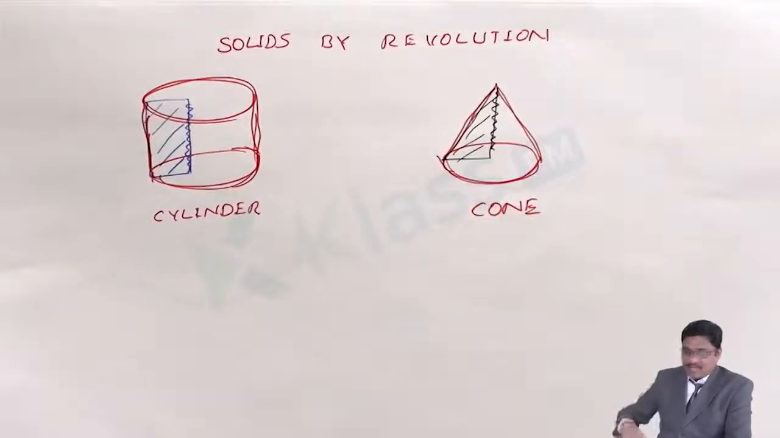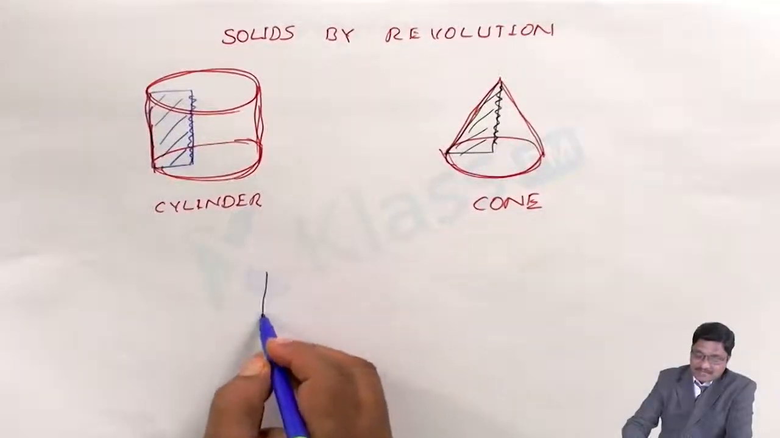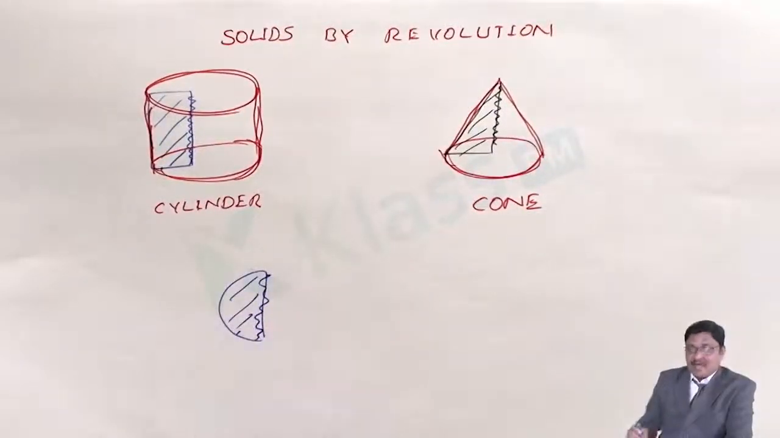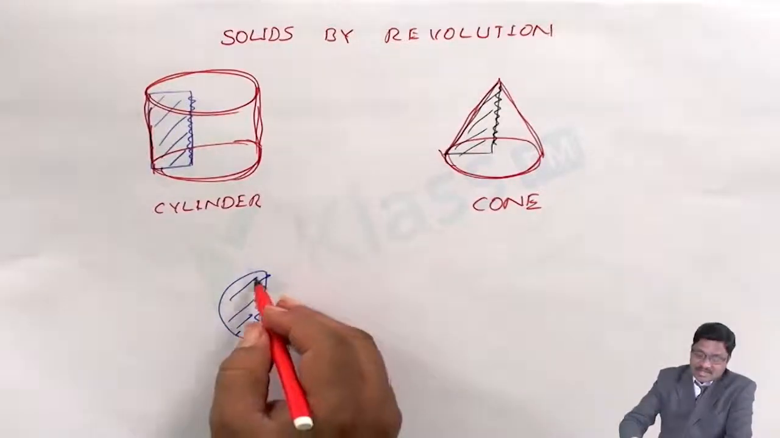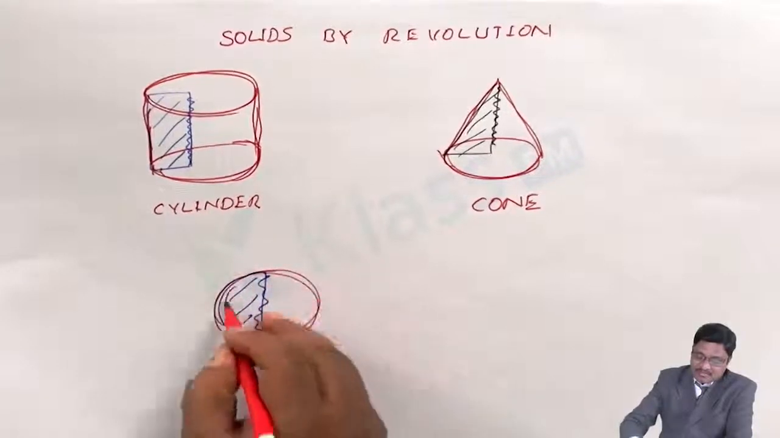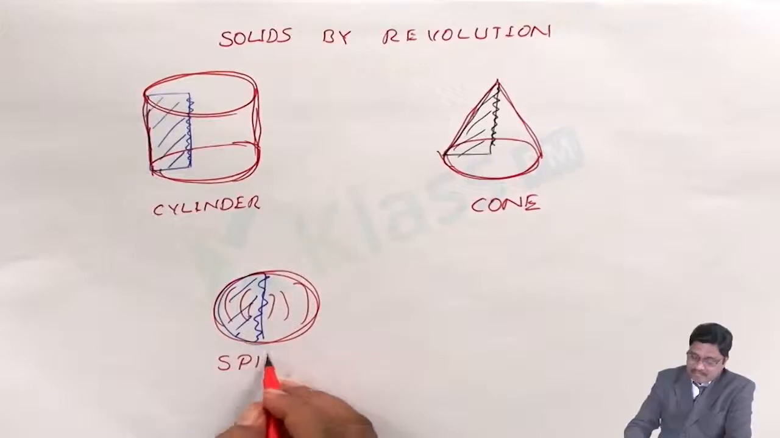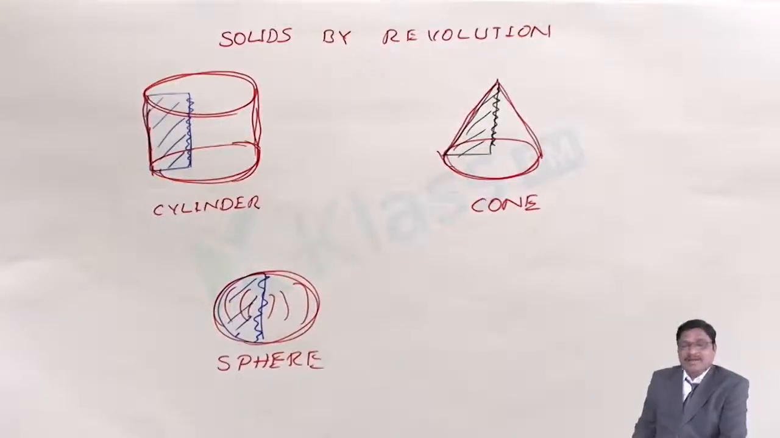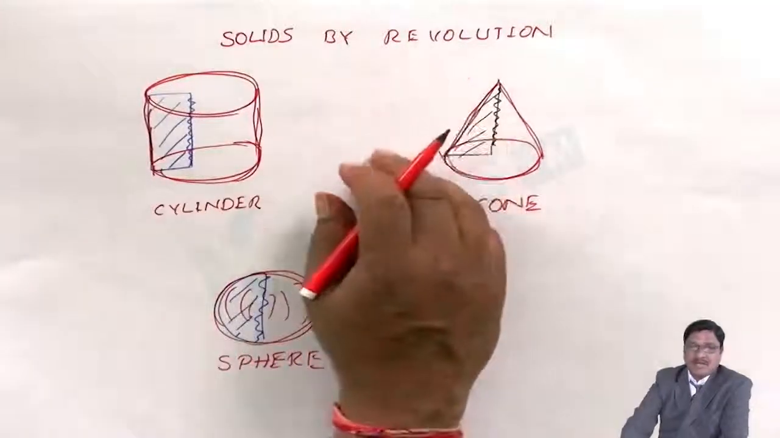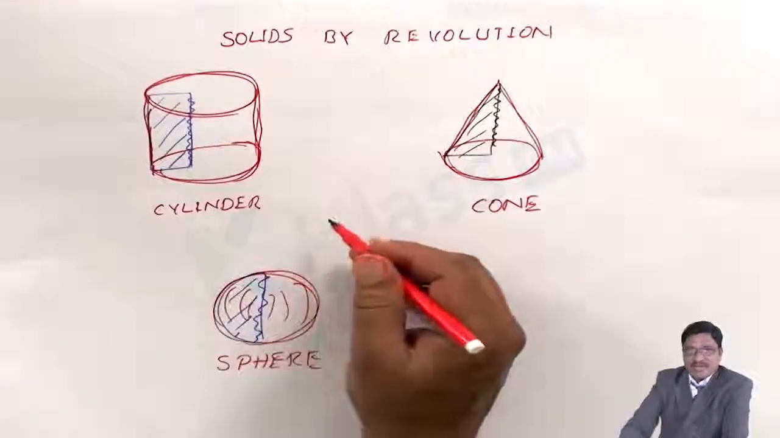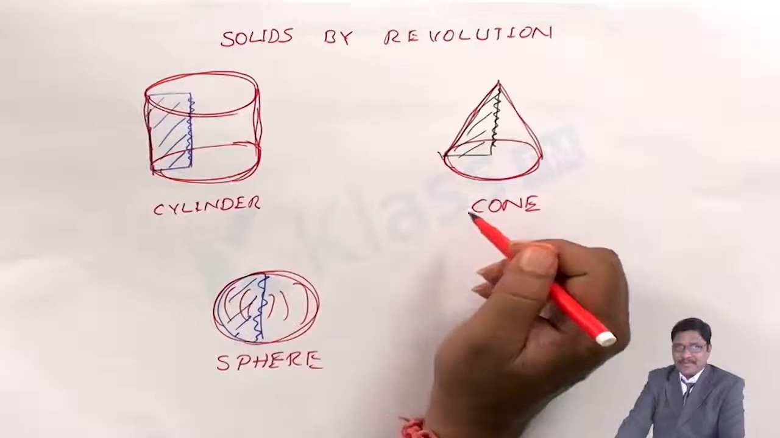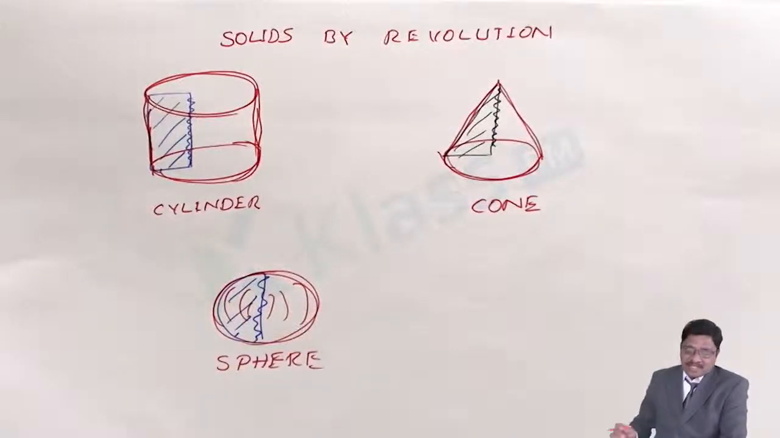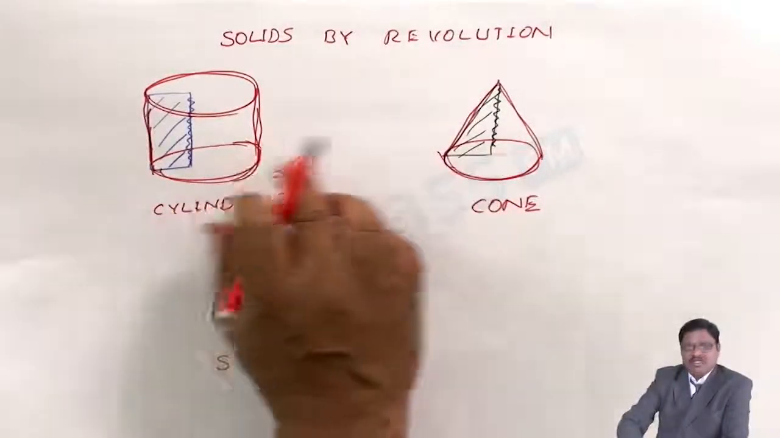Next, one more solid we have by revolution. If we take a semicircle and its diameter as the axis and revolve it for 360 degrees, I can generate the volume of a sphere. Clear? Since all these three objects are generated by a plane revolving about an imaginary axis for 360 degrees, the volume generated leads to a specific solid. That's why these are known as solids by revolution. A rectangle leads to a cylinder, a right angle triangle leads to a cone, and a semicircle generates a sphere. The sphere is not that important, but from the subject point of view, everyone should know it.